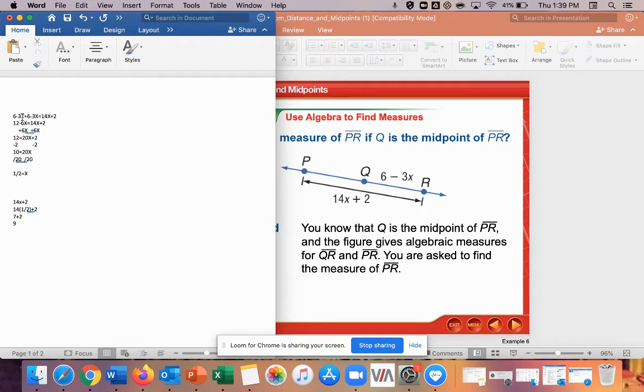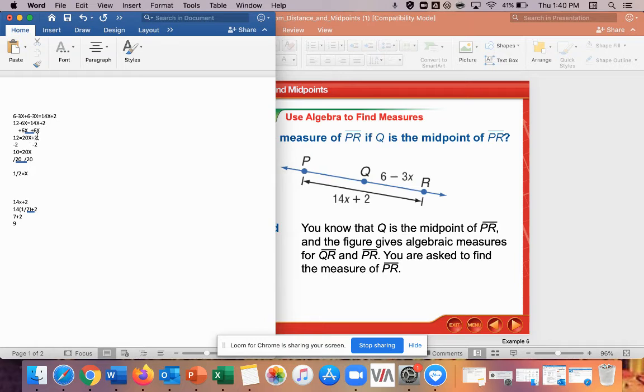Combine my like terms. I got 12 minus 6x equals 14x plus 2. I want to get all my x's on the same side, so I have to get rid of this minus 6x. To get rid of it, I do the opposite, so I add 6x to both sides. They cancel out, so I'm left with 12 over here. 14x plus 6x equals 20x. Drop down my 2, so 12 equals 20x plus 2. I have to get rid of that 2, so to get rid of plus 2, you do minus 2. 12 minus 2 would be 10.